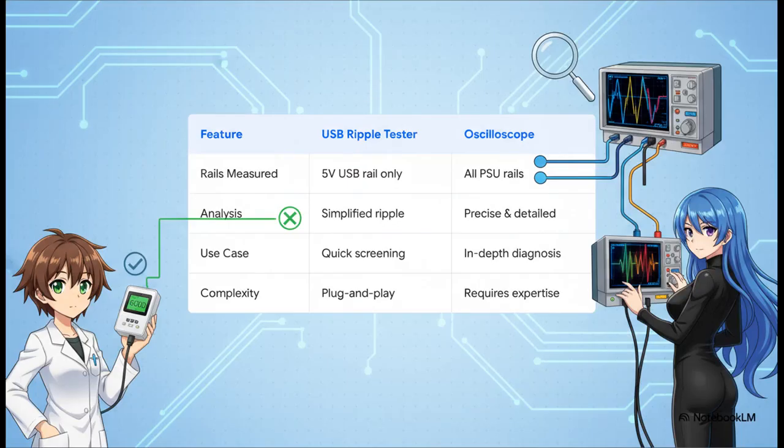Let's just break down the difference real quick. The USB tester is laser-focused. It only looks at the 5-volt power line for your USB ports. An oscilloscope, on the other hand, can test every single power rail coming from your PSU, the 12-volt, the 5-volt, the 3.3-volt, all of it. The tester gives you a simple good or bad number, but the scope gives you an incredibly detailed picture of the noise, its frequency, everything. It really is the difference between a quick screening and a full diagnostic workup.